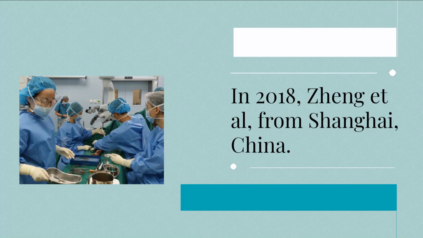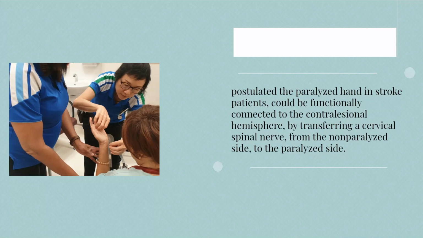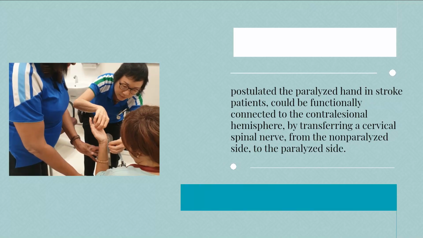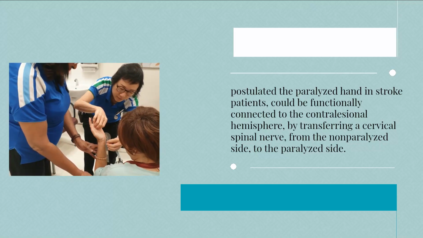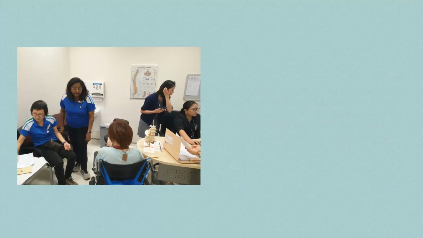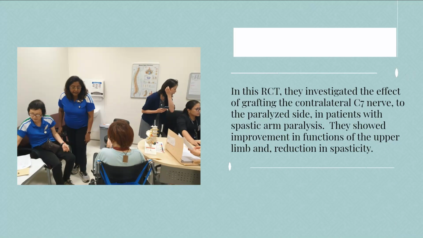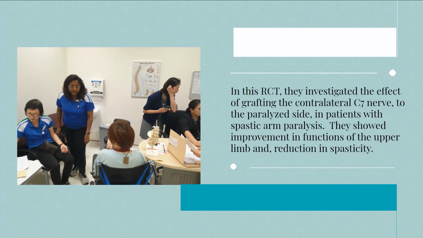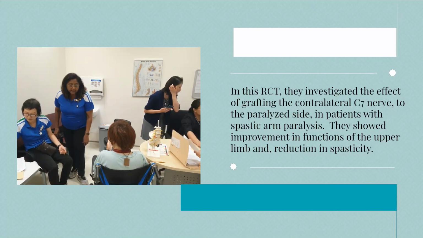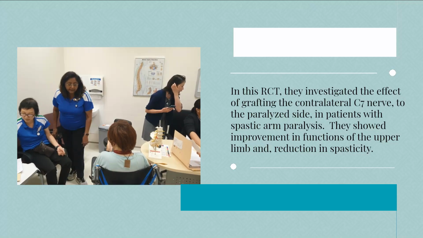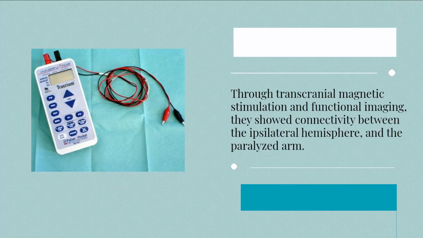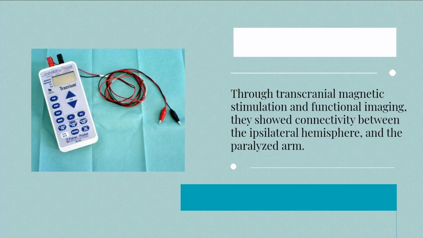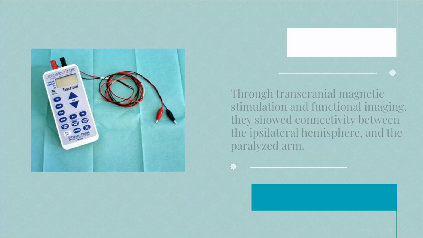In 2018, Zheng et al., from Shanghai, China, postulated that the paralyzed hand in stroke patients could be functionally connected to the contralesional, ipsilateral hemisphere by transferring a cervical spinal nerve from the non-paralyzed side to the paralyzed side. In this RCT, they investigated the effect of grafting the contralateral C7 nerve to the paralyzed side in patients with spastic arm paralysis. They showed improvement in functions of the upper limb and reduction in spasticity. Through transcranial magnetic stimulation and functional imaging, they showed connectivity between the ipsilateral hemisphere and the paralyzed arm.